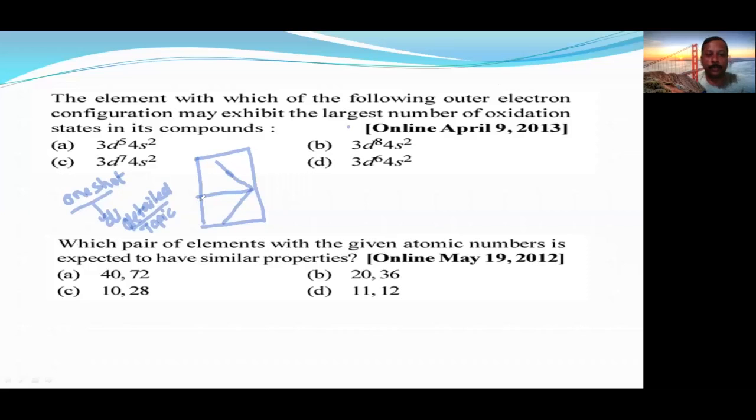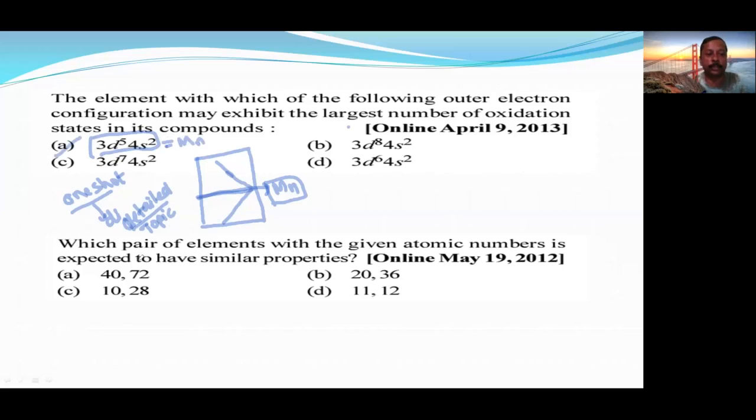Okay, so according to that chart, I specially mentioned manganese shows the maximum number of oxidation states. So the largest number of oxidation states will be shown by this one. This is the electronic configuration of what? Manganese. So the answer is A.